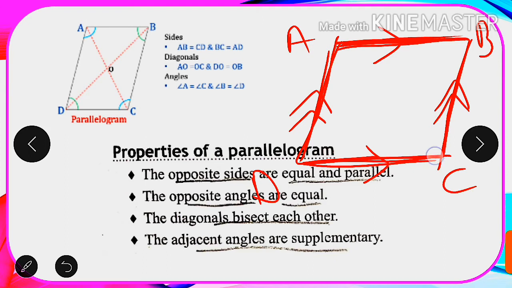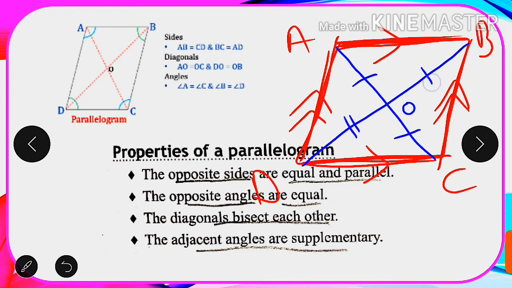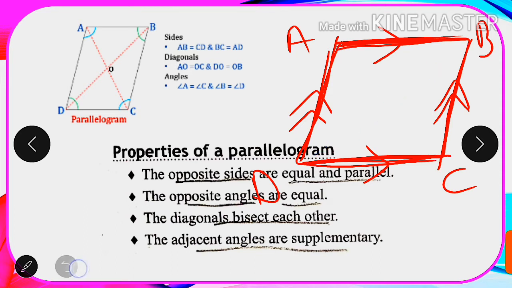AB is equal to DC, AB is parallel to DC, AD is equal to BC, and AD is parallel to BC. Another thing we need to know is, if we draw the diagonals, by joining opposite vertices we get two diagonals, and here the diagonals bisect each other. So this cutting point is O, then AO will be equal to OC, and similarly OD will be equal to OB.